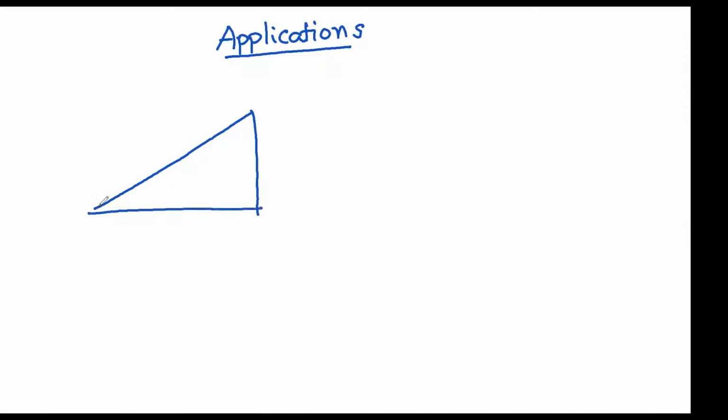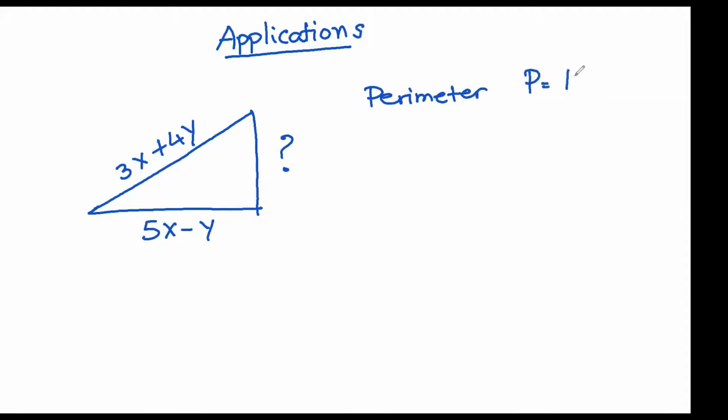There is a triangle with sides 3x plus 4y and 5x minus y. I want you to determine the third side of this triangle if the perimeter is equal to 10x plus 5y. Go ahead and give it a try.